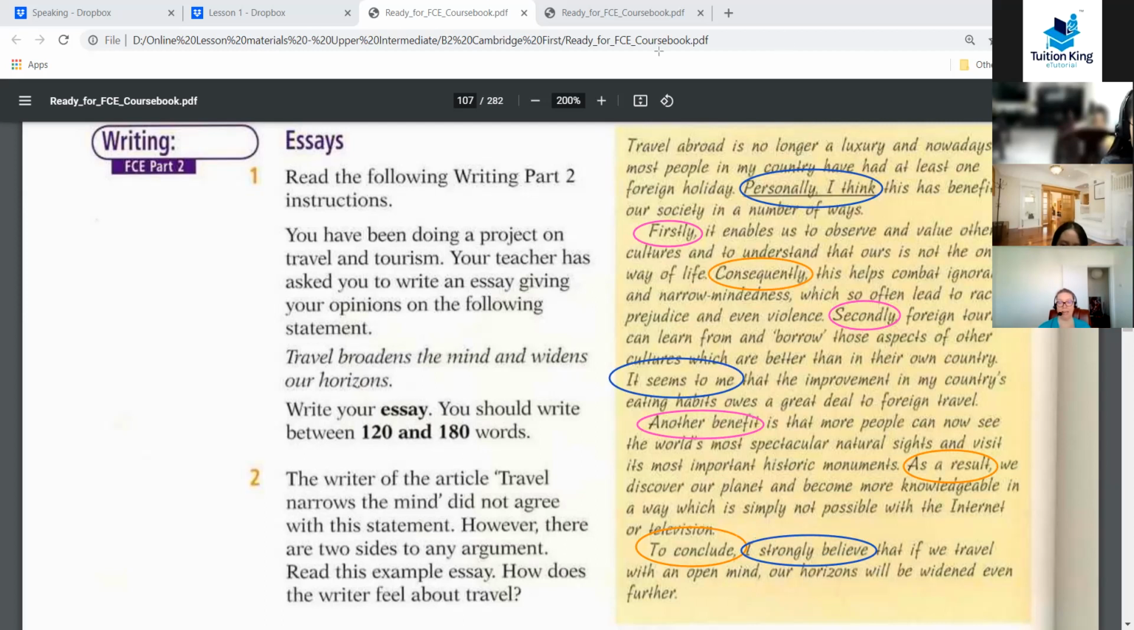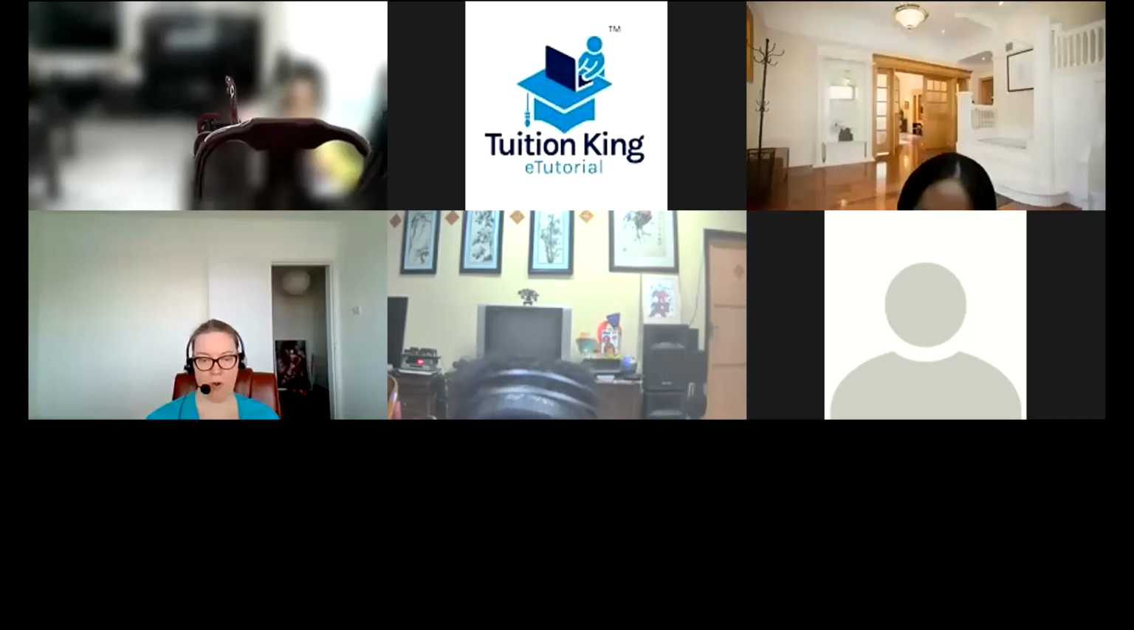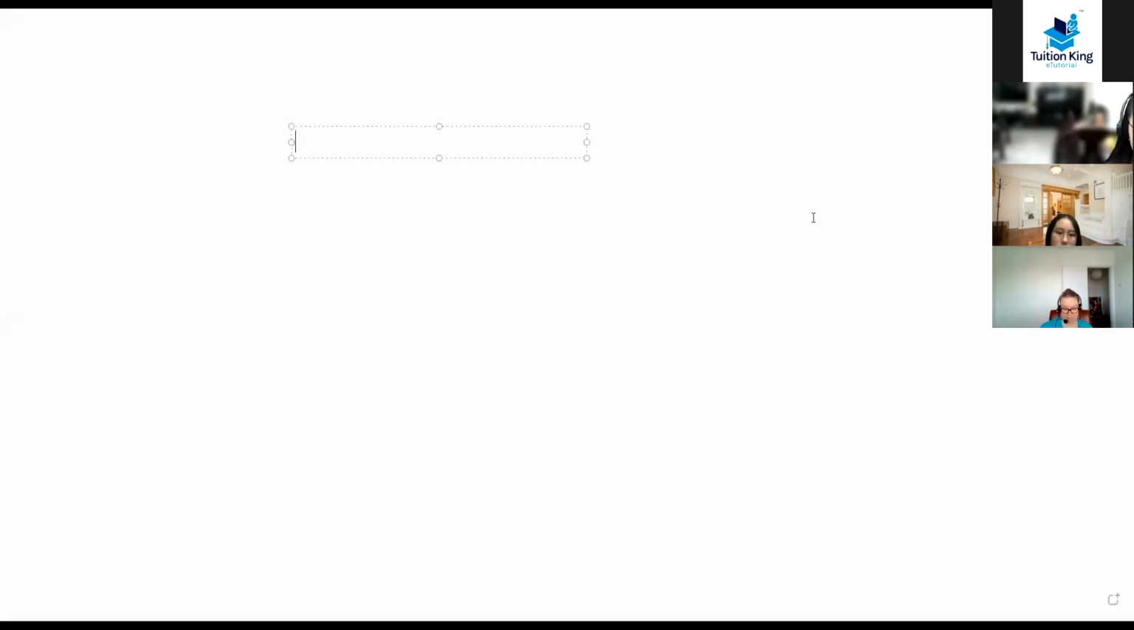No? Okay. So let's try and revise all these words that we've looked at today. See if you can remember them, because we've looked at a lot of words. These words are called cohesive devices, or they're called linkers. And they're used to link ideas together. See if you can remember them. Can anybody tell me a linker you can use to express contrast?